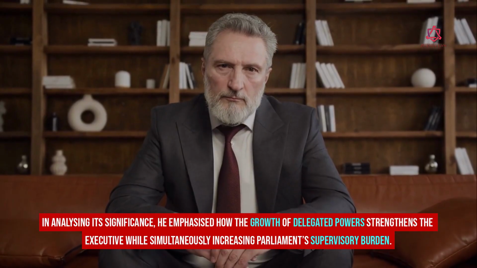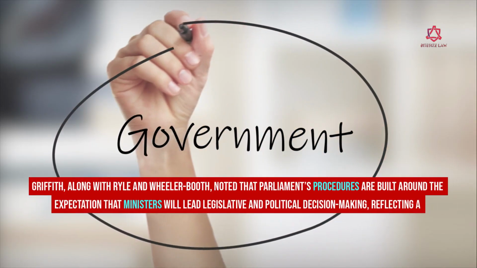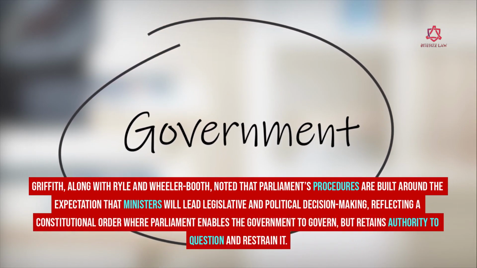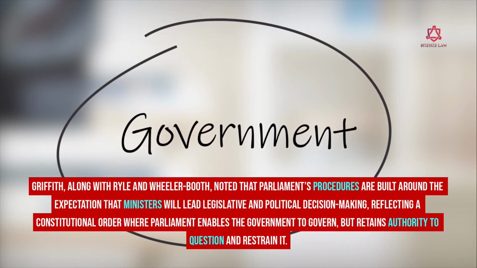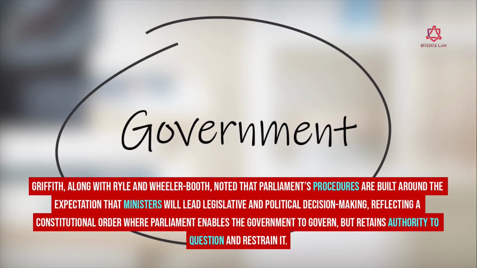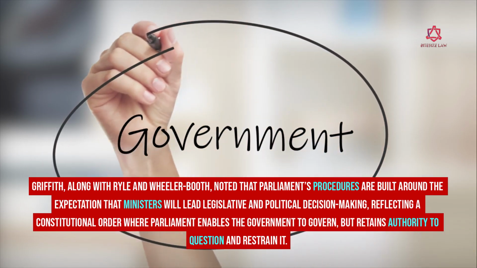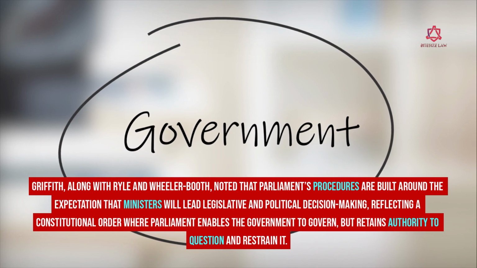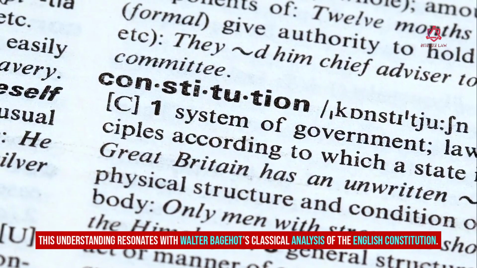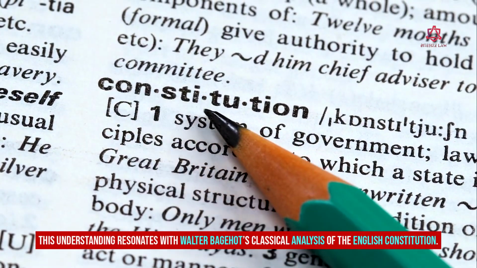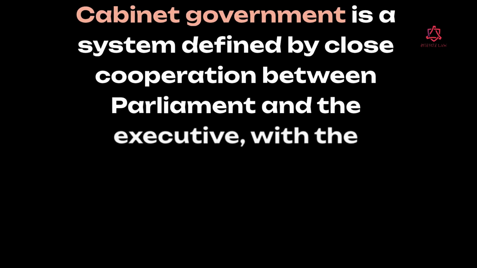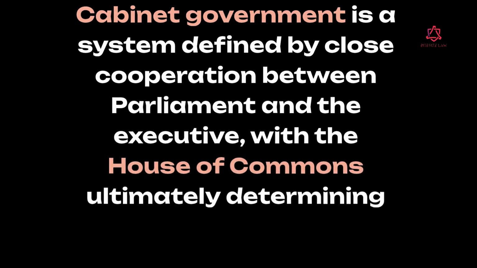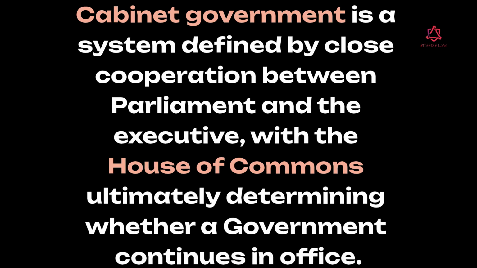burden. Griffith, along with Ryle and Wheeler-Booth, noted that Parliament's procedures are built around the expectation that ministers will lead legislative and political decision-making, reflecting a constitutional order where Parliament enables the government to govern, but retains authority to question and restrain it. This understanding resonates with Walter Bagehot's classical analysis of the English Constitution. Bagehot described cabinet government as a system defined by close cooperation between Parliament and the executive, with the House of Commons ultimately determining whether a government continues in office.